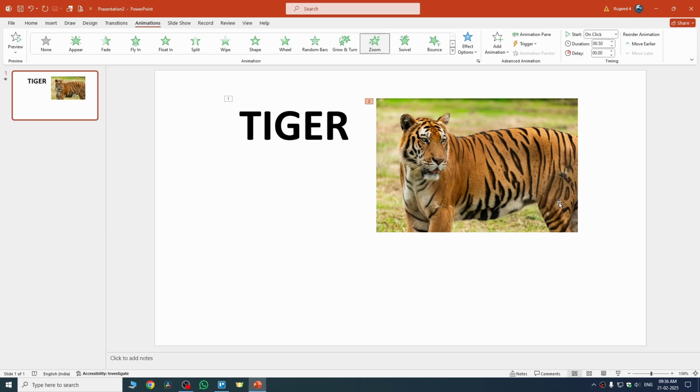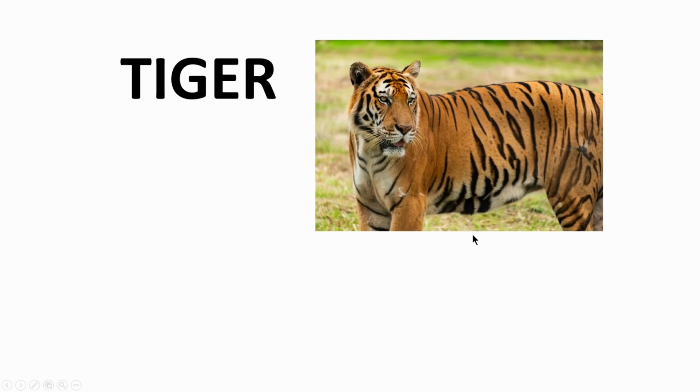And now to preview that animation, we need to tap on presenter view, and from here if we click on our slide, then the first thing will appear which we animated first, and now if we click again, then the second object will appear as we click.